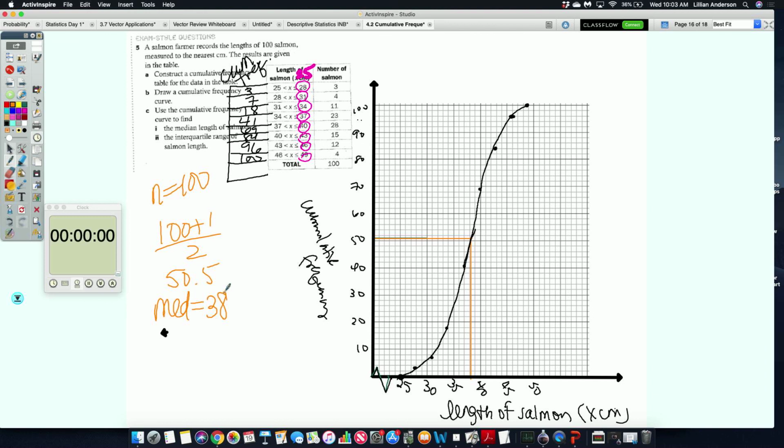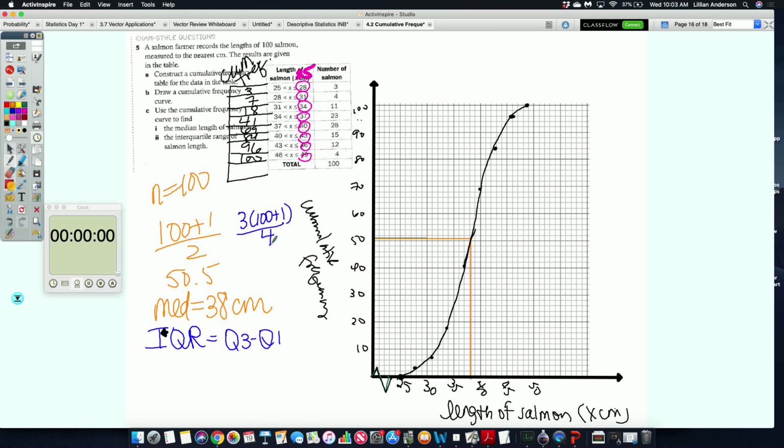It'll be 38 centimeters. What's the formula to find the interquartile range? Q3 minus Q1. Q3 minus Q1. So remember, to find Q3, you do 3 times 100 plus 1, divided by 4. What's that value? Say it again. 151.5. It's kind of large.